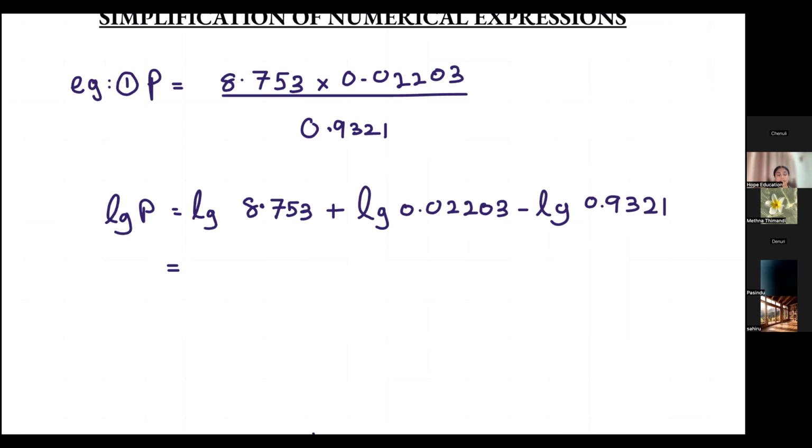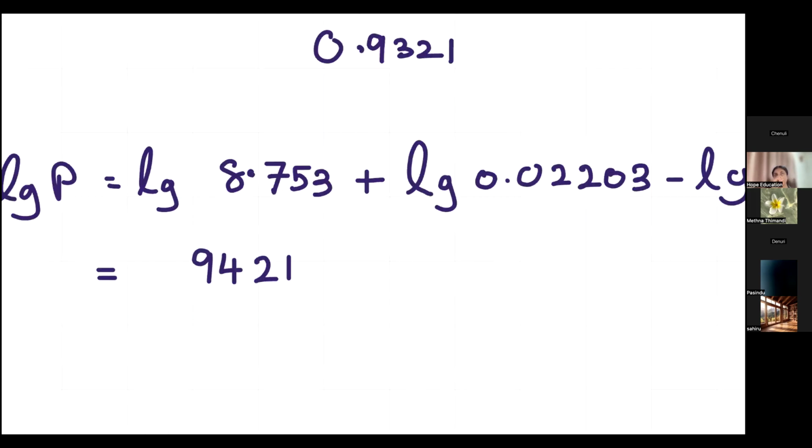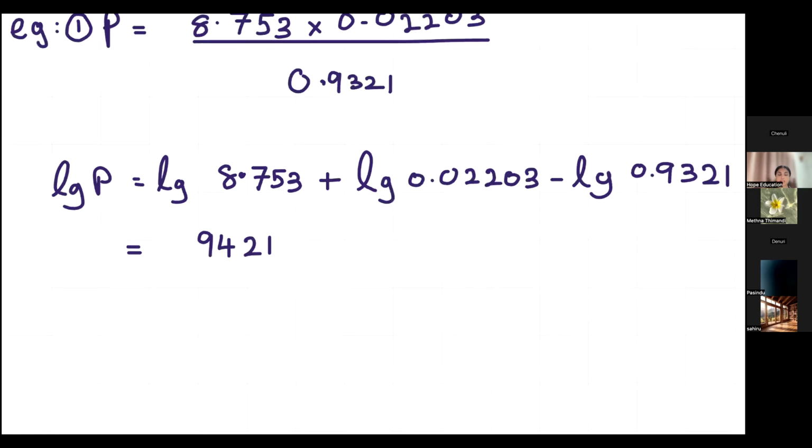So you should get 9421. And if you look at the decimal place, it is at the default position. Default position means there should be one number before the decimal place. This is the default position, so I will put 0. So the characteristic is 0 here.